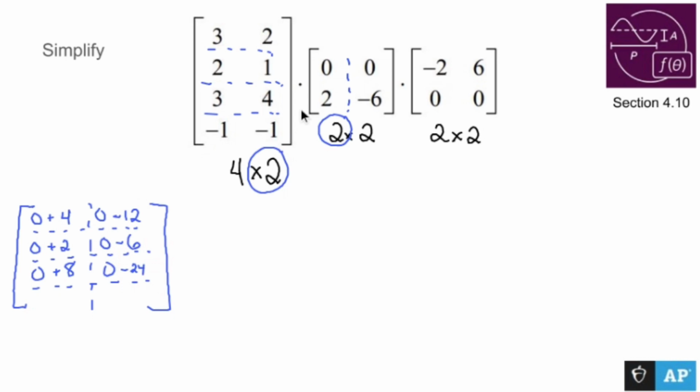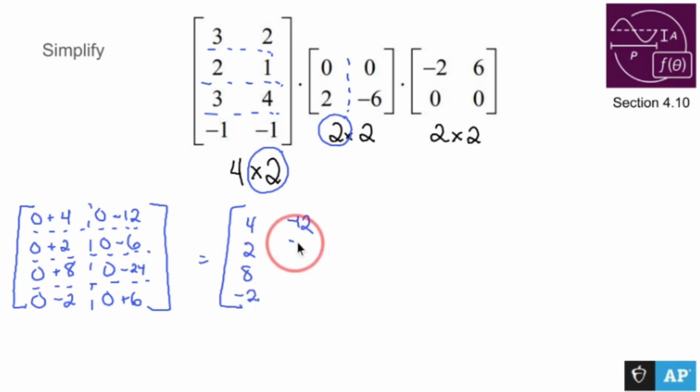Last row, first column, -1 times 0 is 0, -1 times 2 is -2. And then last but not least, fourth row, second column, -1 times 0 is 0, -1 times -6 is +6. Then we simplify this guy. So we get 4, we get 2, we get 8, we get -2, and then we get -12, -6, -24, +6.